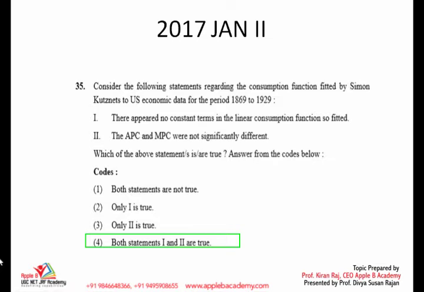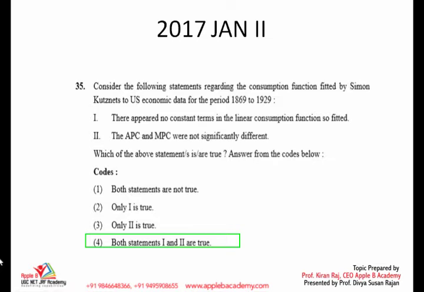Answer from the codes below. Code number 1, both the statements are not true. Code number 2, only 1 is true. Code number 3, only 2 is true. And code number 4, both statements 1 and 2 are true. Now again, note the point here. We have to refer to the Kuznets paradox and not the absolute income hypothesis.